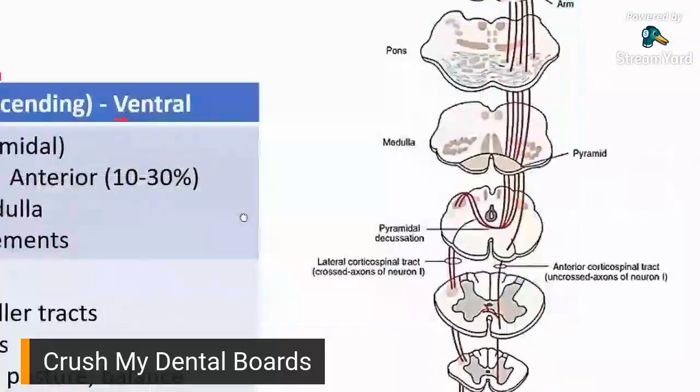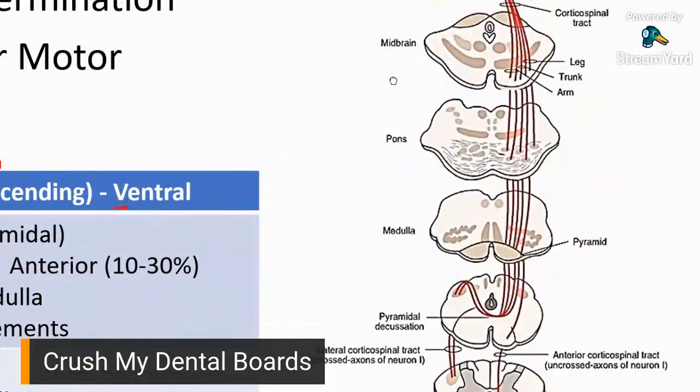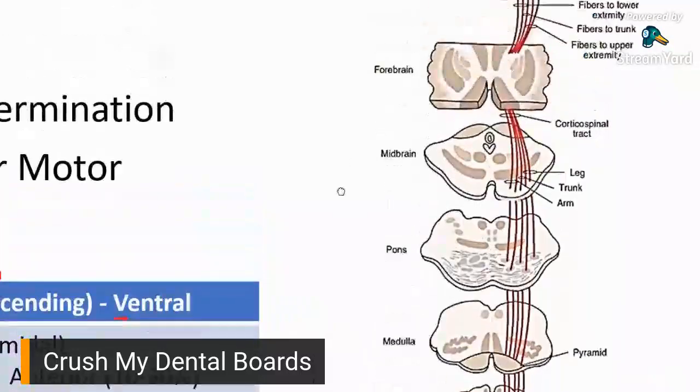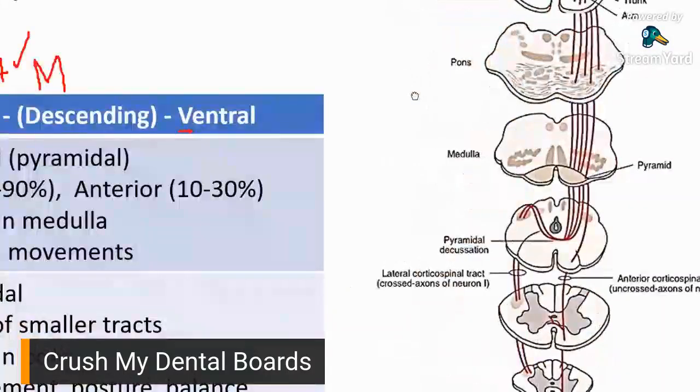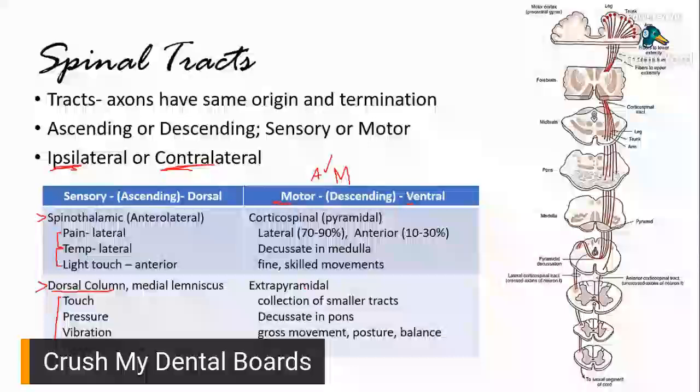So for the extrapyramidal tracts, sabi dun, it decussates at the pons. So on this area pa lang, nag-transfer na siya to the other side. Yun yung extrapyramidal. Yun yung structure ng mga extrapyramidal tracts. Okay, so that is your spinal cord and your spinal tract.